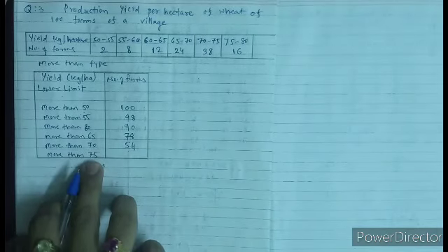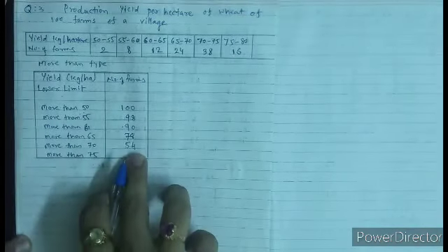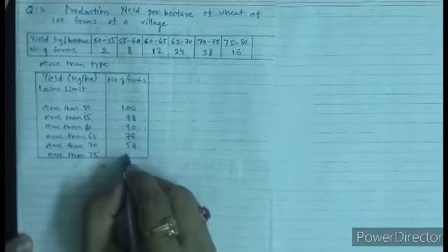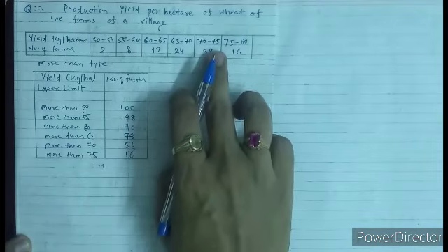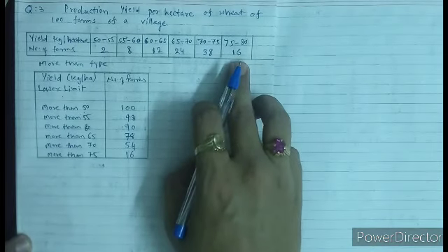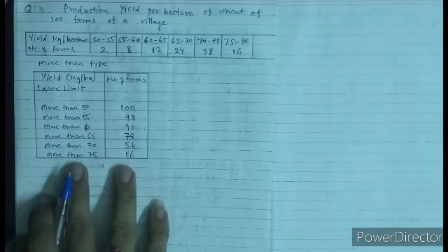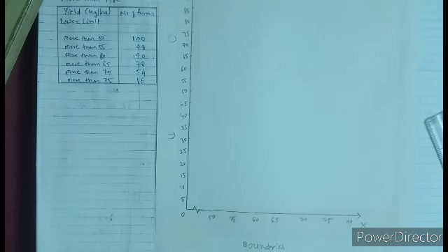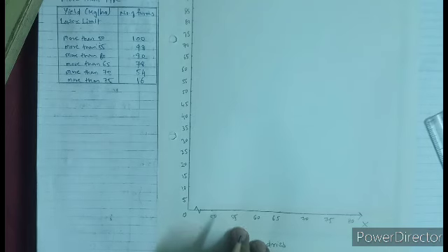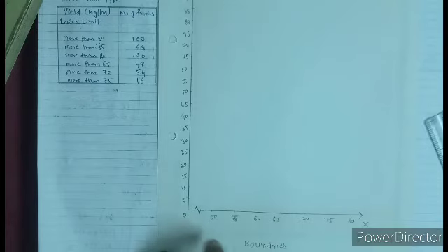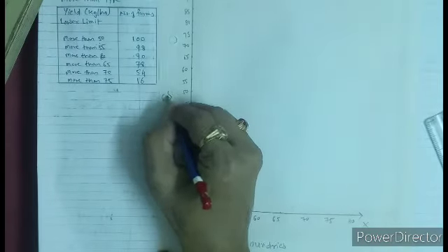Then for more than 75, it is 54 minus 38, which will be 16. So for more than 75, there are 16 farms. This is the distribution of more than type. Now here is the two-dimensional coordinate system, x-axis and y-axis. On x-axis we are taking boundaries, on y-axis we are taking cumulative frequency.